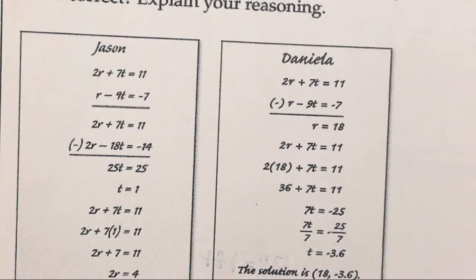I saw Jason and Daniela's work and didn't really like either of their work. So I did what Ashanti did and what Riley did and what everyone else mostly did, and I worked it out on my own paper. And then I realized my solution matched the ordered pair that Jason gave.